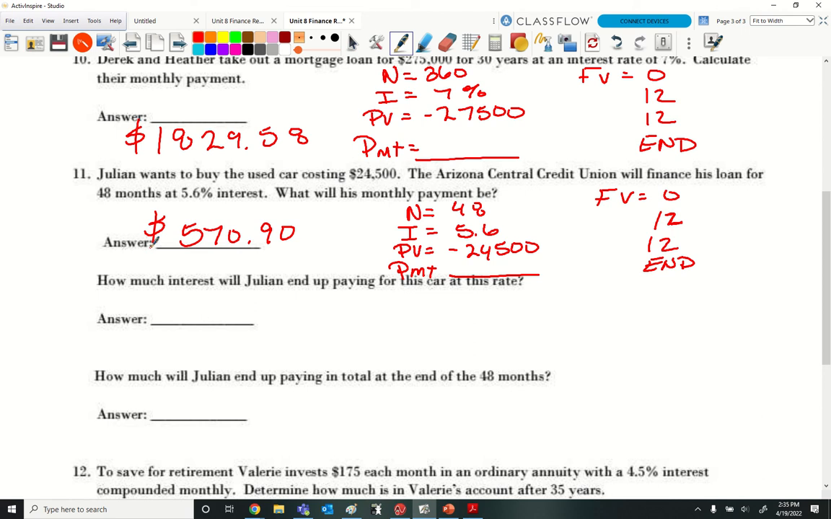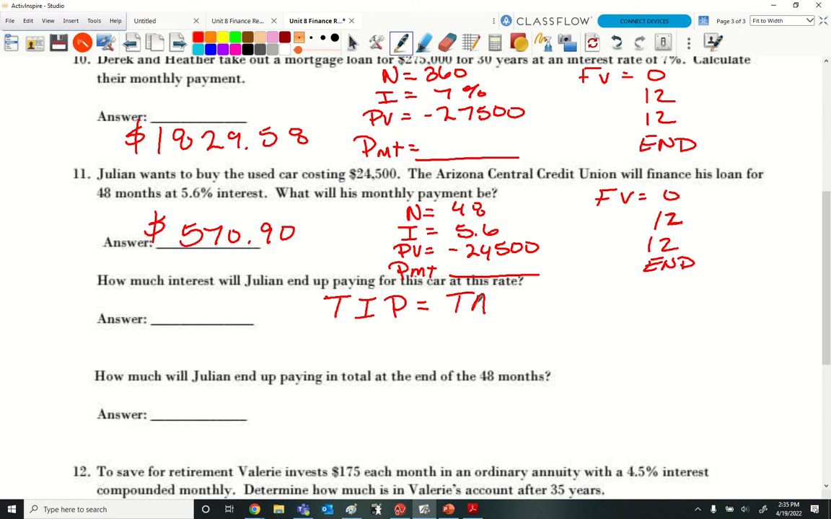All right, so these ones have been pretty basic for the last couple of them, right? Okay, this next part. How much interest will Julian end up paying for his car at this rate? If I'm looking for how much interest he paid, what's that called? TIP. That's the TIP. Very good. And how do we figure out the TIP? So TAP minus PV. Very good.